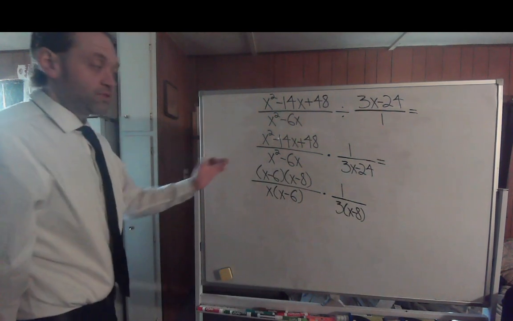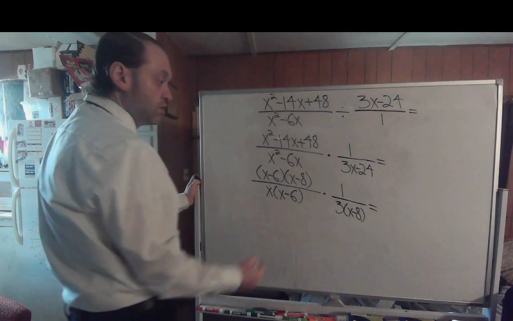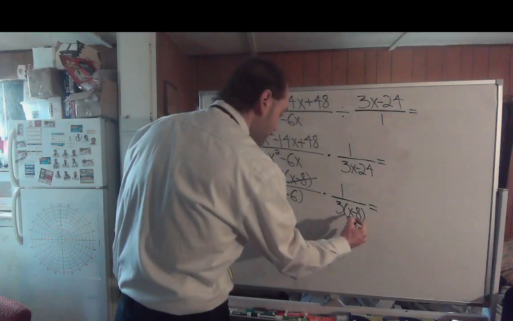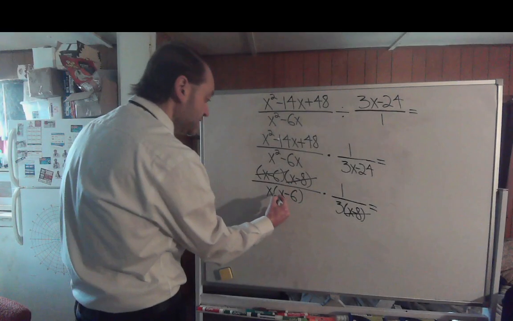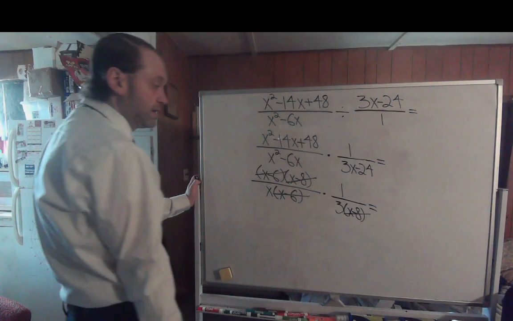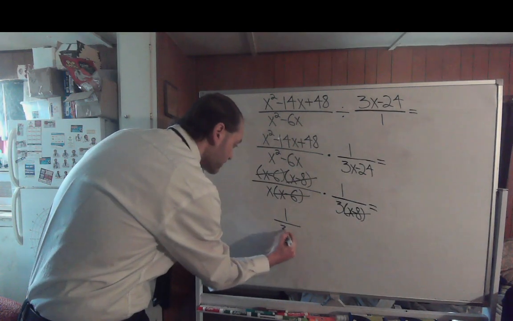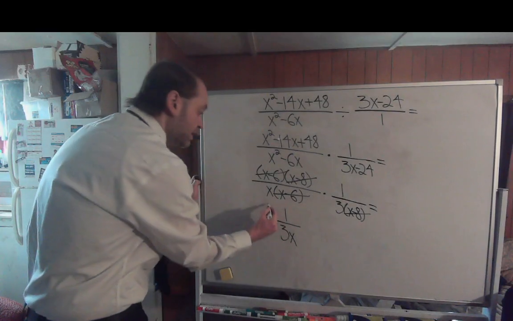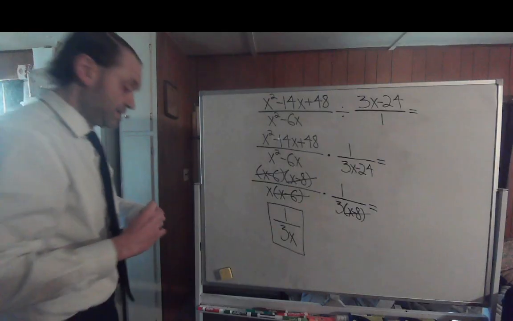Alright, now we factor completely. Let's go ahead and look for what we can cancel out. We can definitely cancel out the x minus 8s. We can even cancel out x minus 6 between the numerator and denominator. So this will literally reduce to 1 over 3x. And that's what this turns into, 1 divided by 3x.